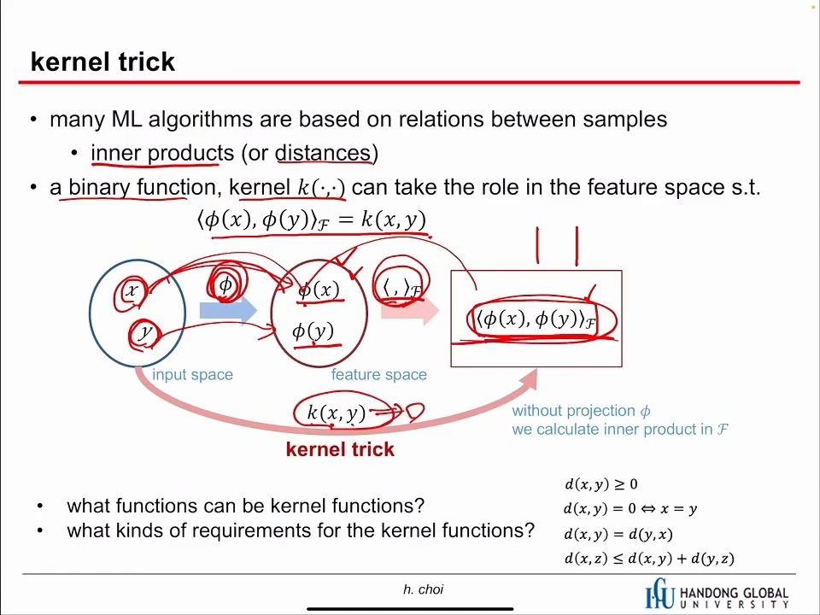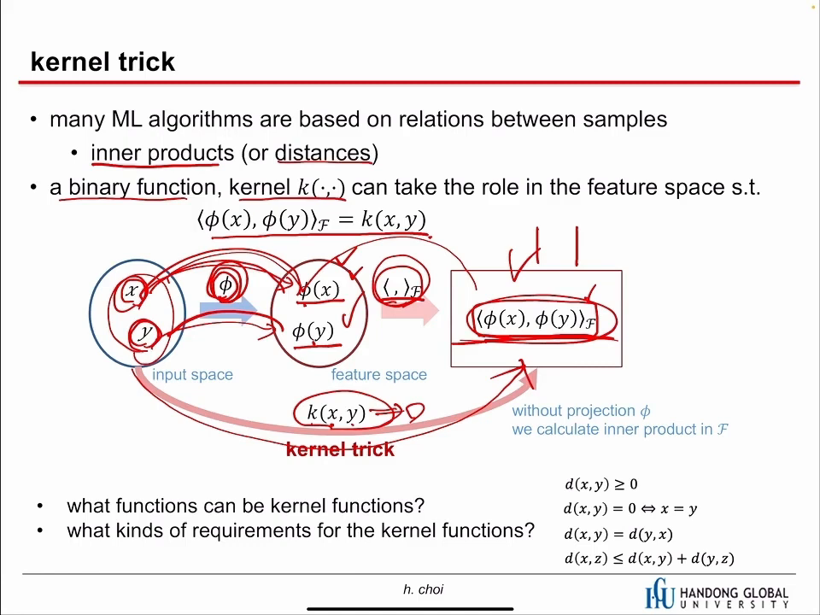In the traditional process, we have to map these vectors to the feature space, and then we have to apply the inner product to get this inner product. But instead of transforming all the data samples, we just skip. We just use the kernel trick to go directly to this. So this is the trick. Then now we have another question.